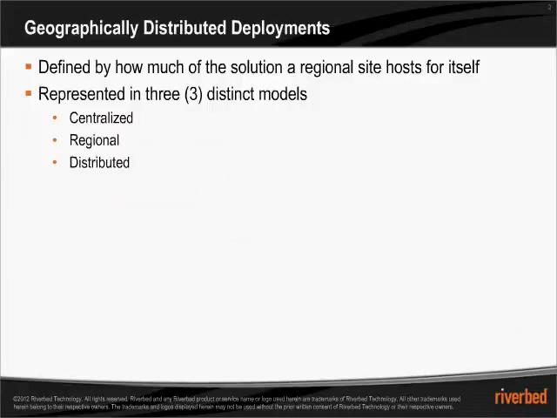Beginning with geographically dispersed deployments, basically our geographically dispersed deployment model from a SharePoint perspective is built on three standard models. Those models consist of a centralized deployment, a regionalized deployment, and a distributed deployment. And we're going to spend a little bit of time describing what those are and what kind of scenarios lend businesses to choose those particular types of deployments.